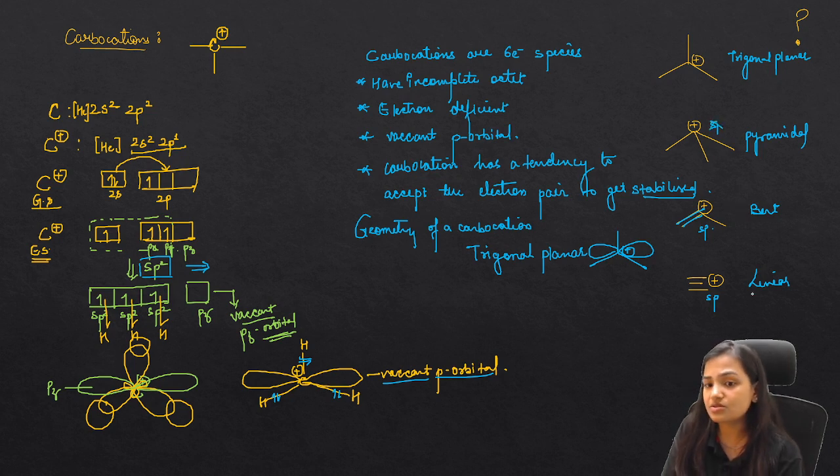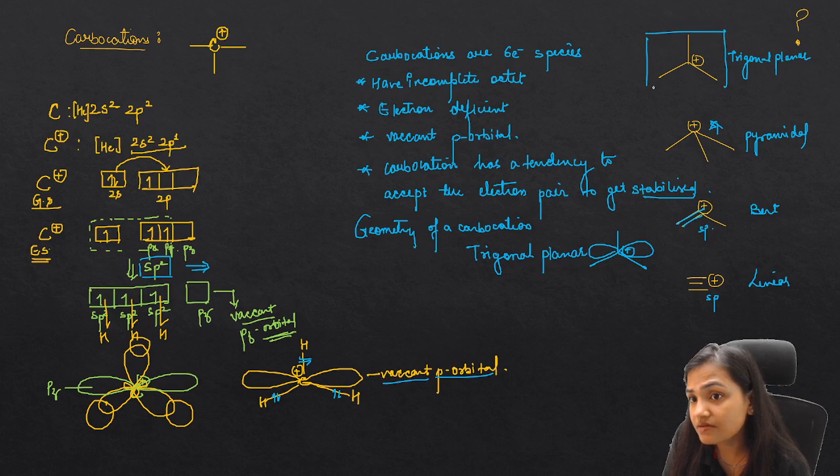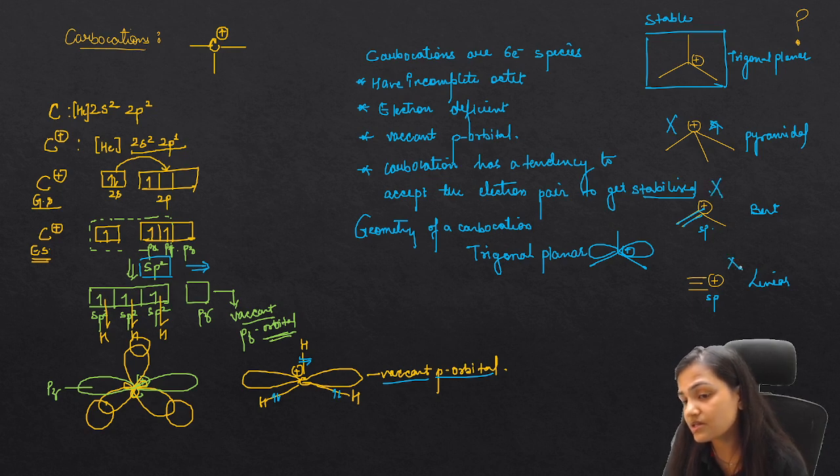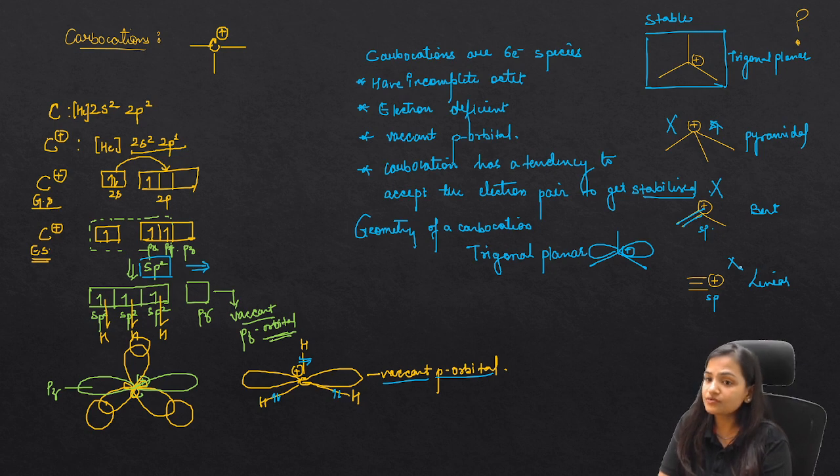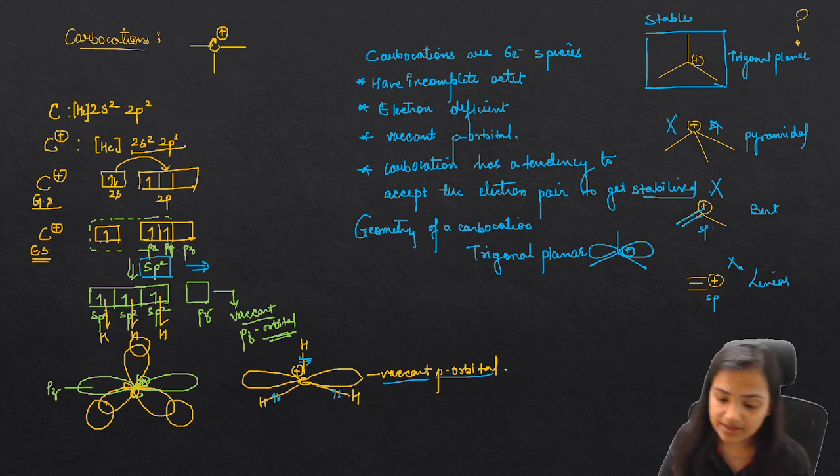So because of these reasons, we can say that only this is the carbocation which is stable. This is the stable carbocation. The rest are not. Okay, so out of all the 4 geometries, only the carbocation with the trigonal planar geometry is the most stable carbocation. Is it clear?